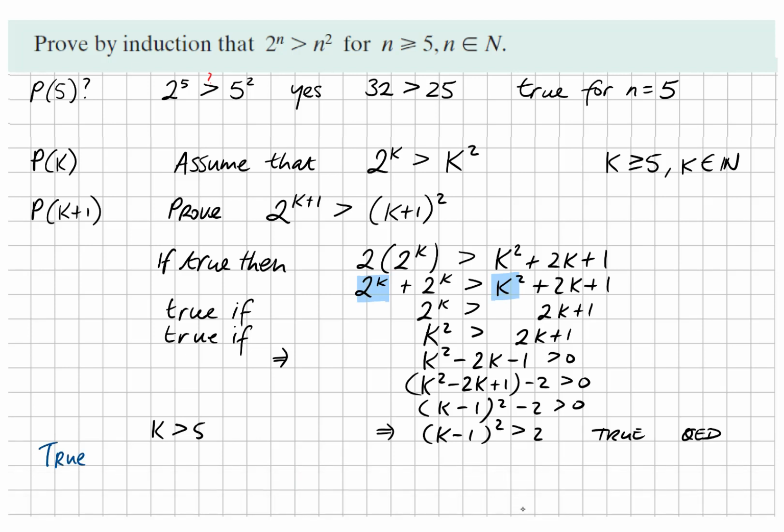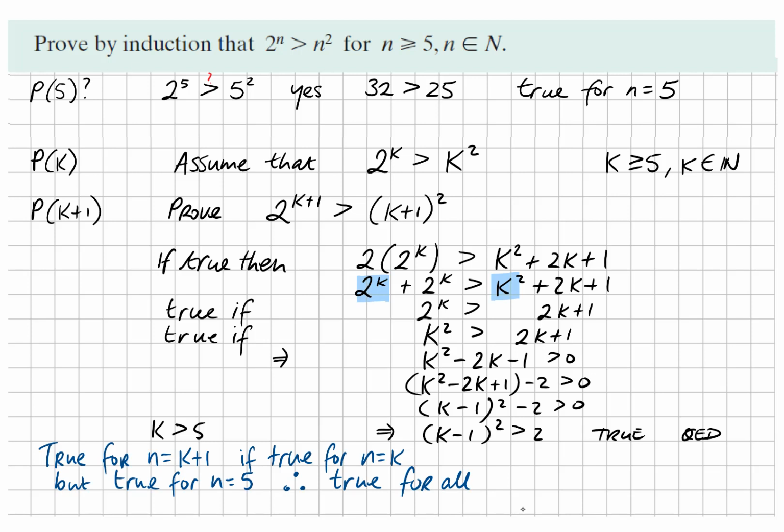The final step of induction then is we state our claim. So what we are saying is it is true for n is equal to k plus 1 if it's true for n equals k. We have shown that it is true for n is equal to 5. Therefore, it is true for all values of n where n is greater than or equal to 5.